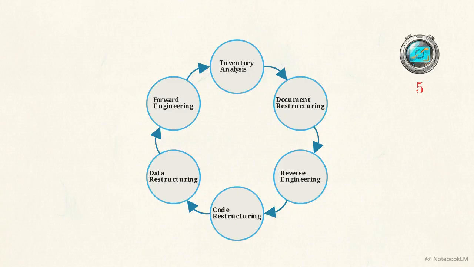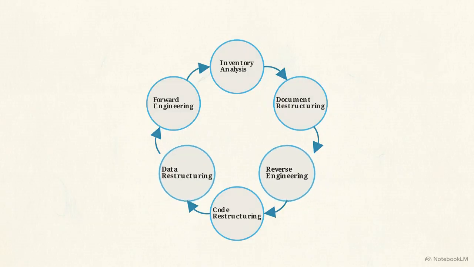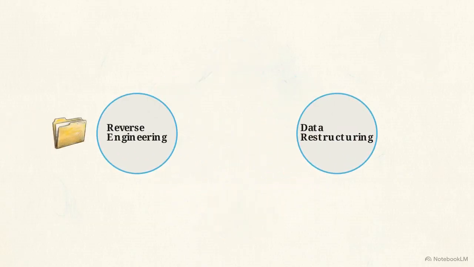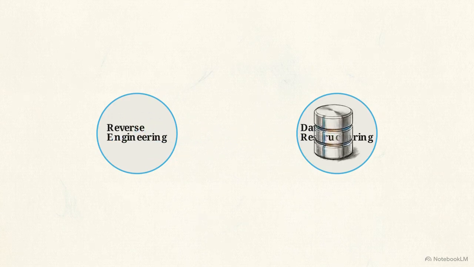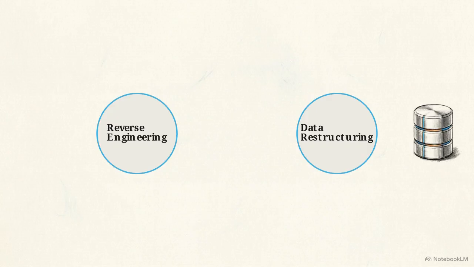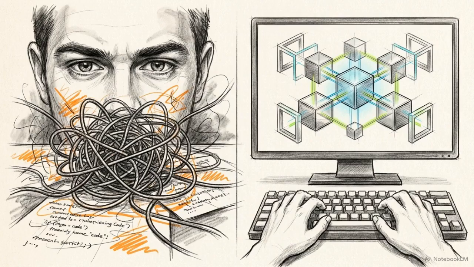Let's test this logic. If your objective is to migrate an outdated flat file data structure to a modern relational database, which two specific steps of this cycle must you perform? You need reverse engineering to untangle and map the existing legacy data relationships, followed by data restructuring to design the new relational database architecture. Reverse engineering looks backward to understand the past, while forward engineering physically builds the future system.